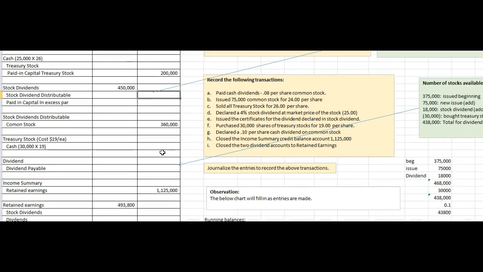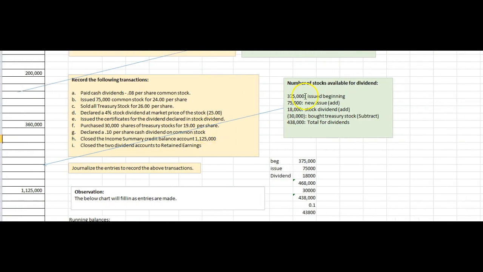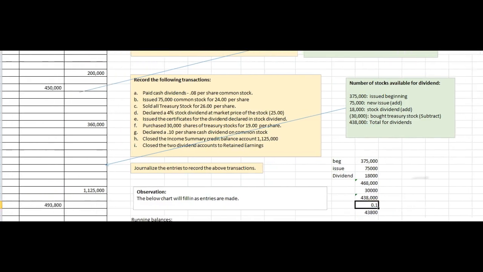Treasury stock, this is a fairly straightforward entry. You're going to multiply 30,000 times the $19 you paid for it to come up with how much you have in treasury stock. Now the dividend was a little bit confusing, so I gave you some more information to the side. We began with 375. We added 75,000 in the new issue, and then we did the stock dividend of 18,000. So we add that all up, and you'll come to a grand total of 468,000 stocks. But you have to remember we bought back some treasury stock, so I have to subtract that. So that leaves me 438,000 stocks available for this dividend at 10 cents. If you multiply those out, you're going to come up with the stock dividend.